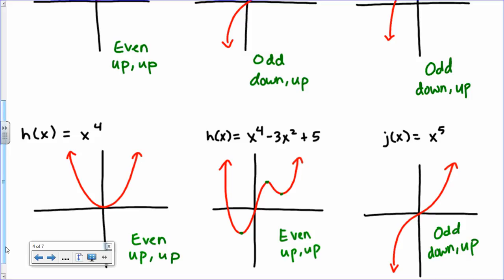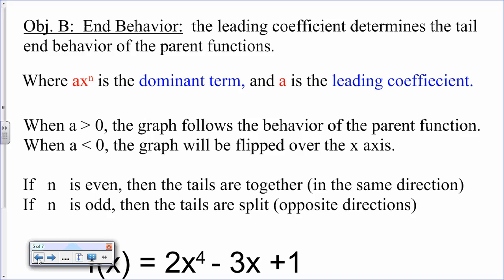So we're going to summarize all of this and write out some rules of our end behavior. For a polynomial function, we have this ax to the n. That's the dominant term, so that's where we get the leading coefficient. It's also where we get the degree.